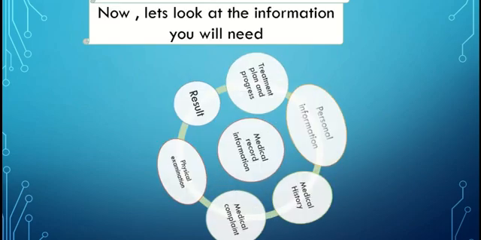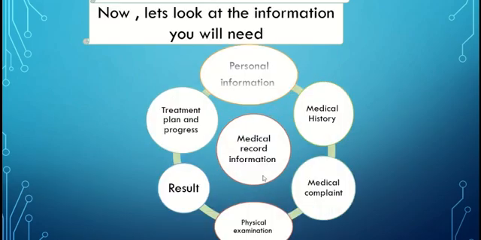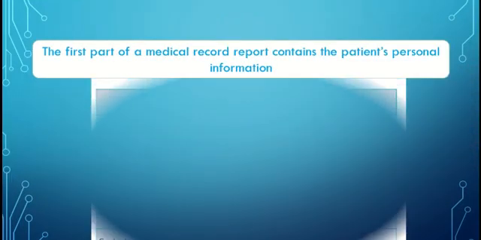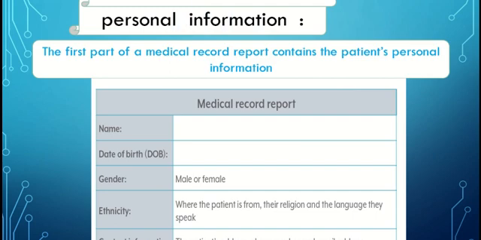Now, let's look at the information you will need. Personal information, medical history, medical complaint, physical examination, result, treatment plan and progress. Next, we are going to talk about personal information. Personal information, the first part of a medical record report, contains the patient's personal information.